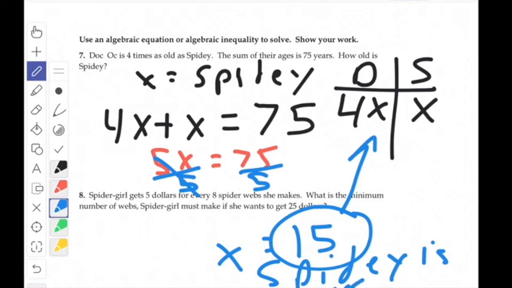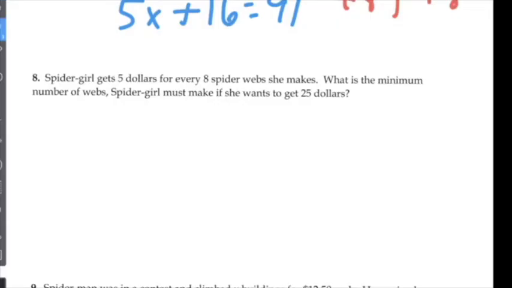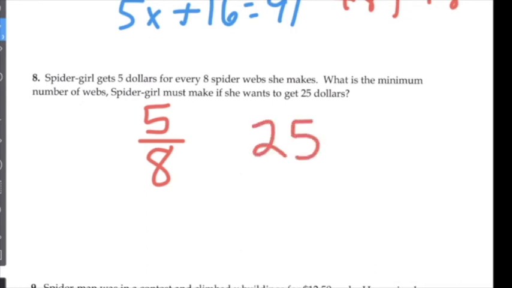Okay? Spider-Girl gets $5 for every 8 spider webs. So she gets $5 for every 8. So it's really a ratio, which is like a fraction. What is the minimum amount of spider webs Spider-Girl can make if she wants to get $25? So here's $25. So what we need to do is figure out the minimum. So we're going to do 5/8 X. And then what I want to do is figure out what the minimum is.